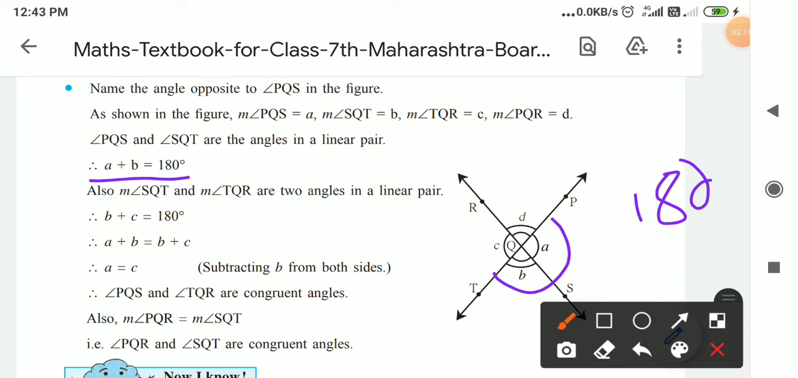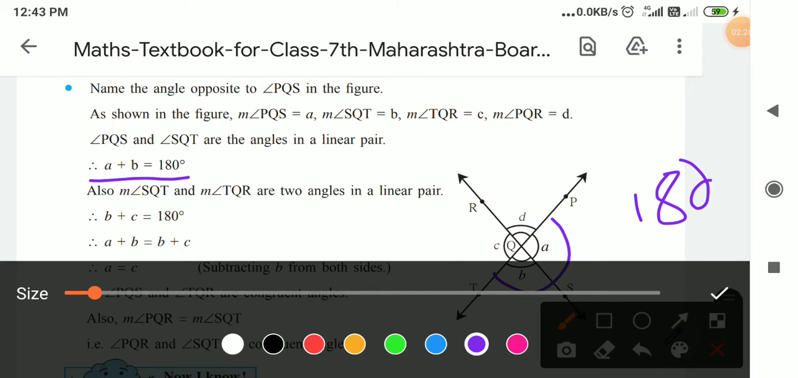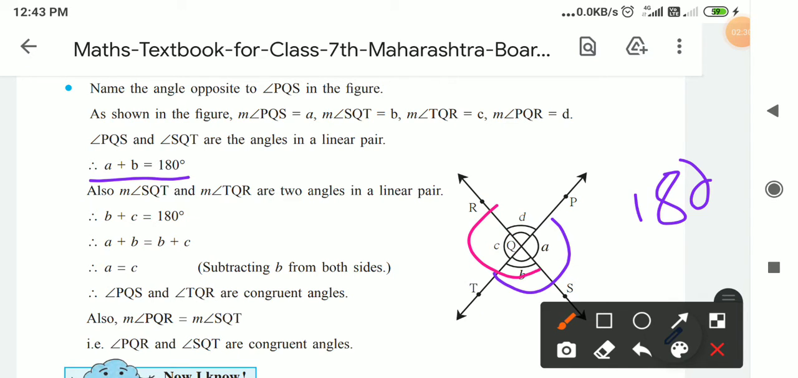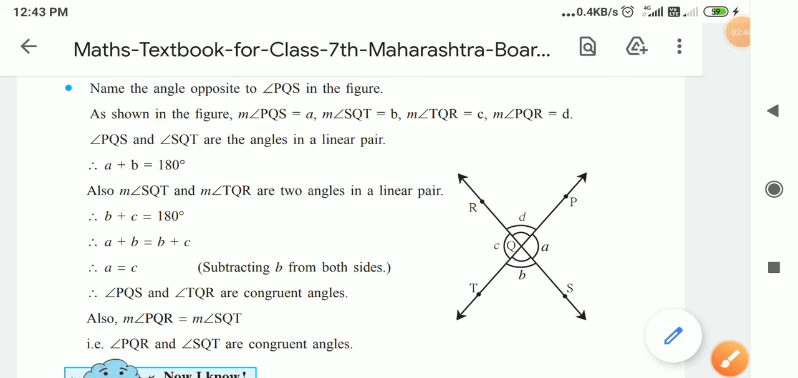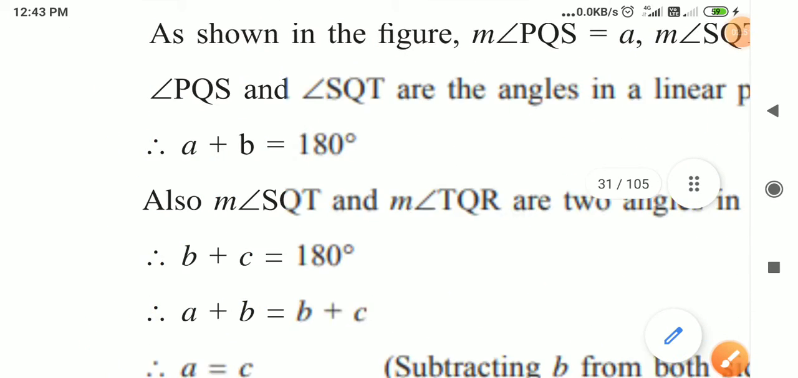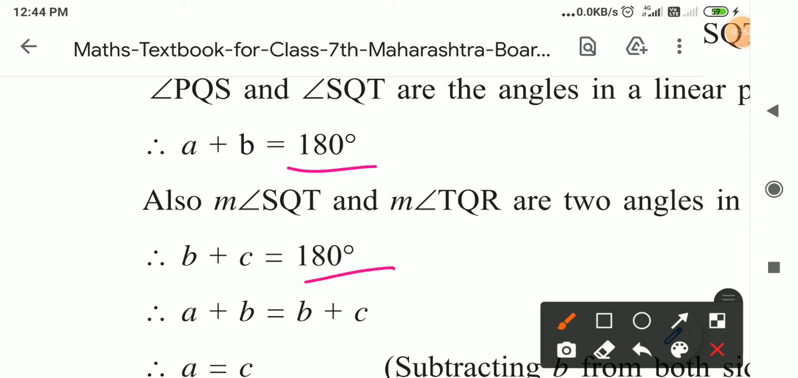Next, see which is the SQT angle. This is the SQT angle, and this one is TQR. These two angles, SQT and TQR, are also in a linear pair. So B plus C is also 180 degrees. PQS plus SQT is 180 because they are in a linear pair, and RQT and TQS are also in a linear pair, so their measure is also 180 degrees.